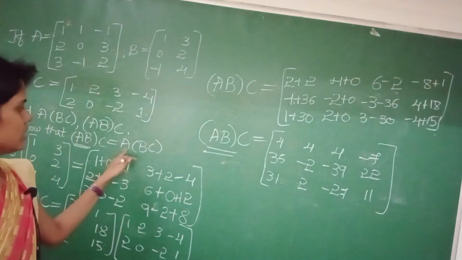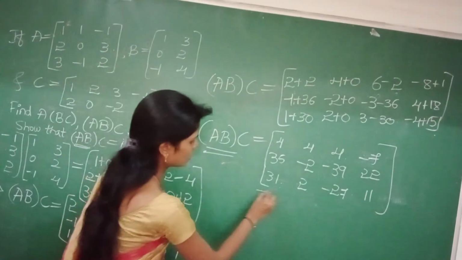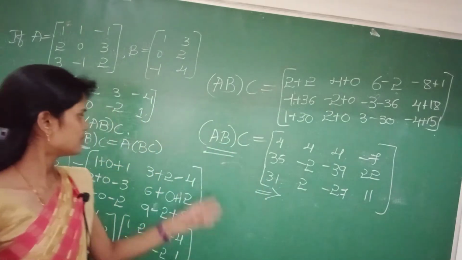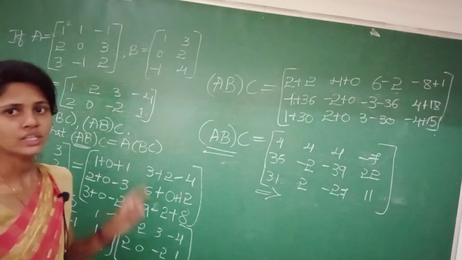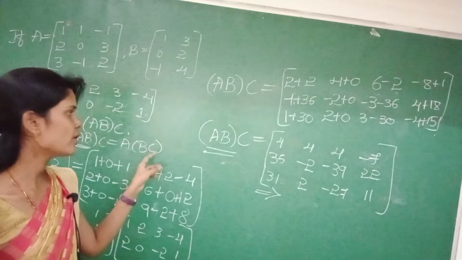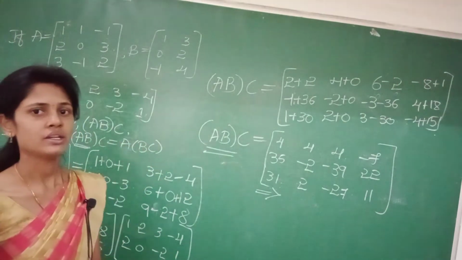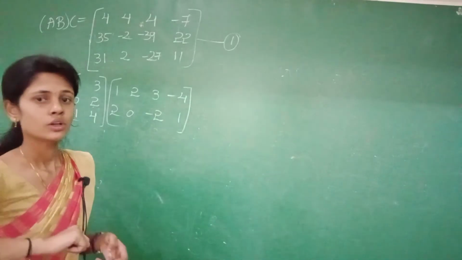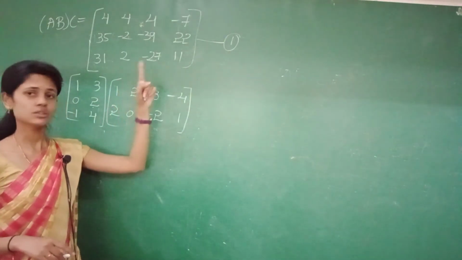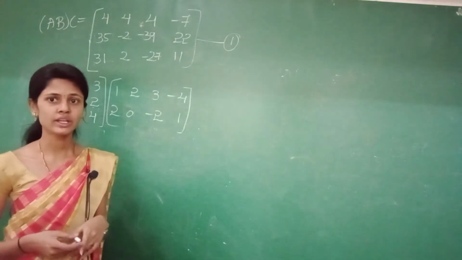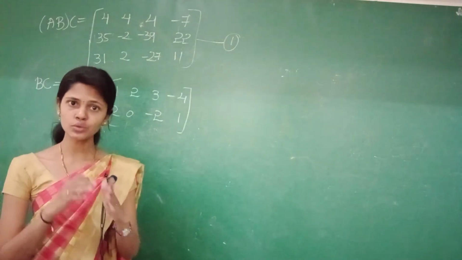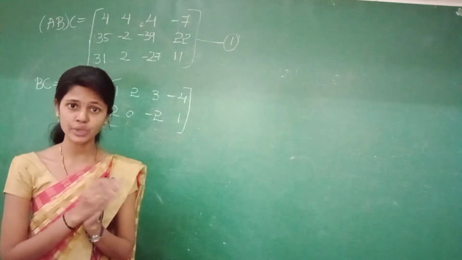Similarly, you have to get A into BC as the same result, whatever we got for AB into C. So let us first, what you have to take? First BC, that is the product of two matrices B and C. Then for that you have to multiply by the matrix A, right? So AB into C, you got the result as this matrix. So call it as equation 1. Then go for the next result. It is BC, that is you have to prove A into BC. So firstly you have to take B and C.